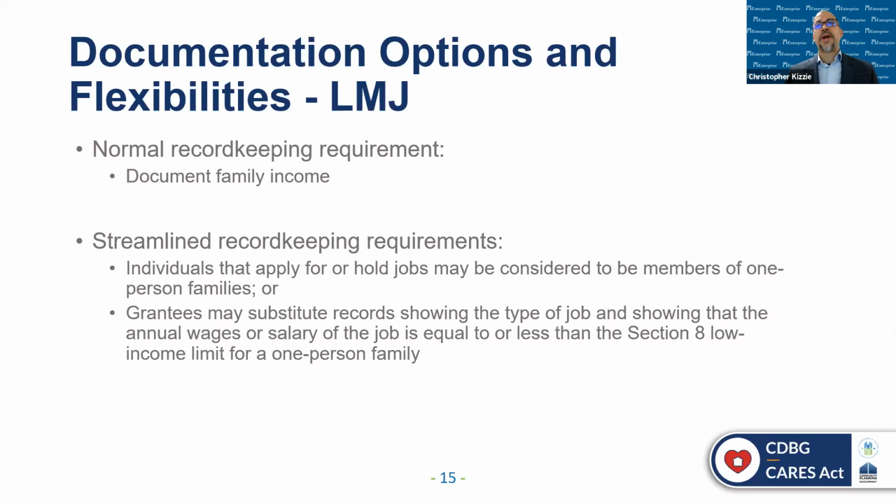And so the collection of income information directly from assisted businesses can help streamline the assistance. The alternative job creation and retention record-keeping requirements under CDBG-CV include grantees and employers may consider individuals that apply for or hold jobs to be members of a one-person family for activities that prevent, prepare for, or respond to the coronavirus. Grantees may substitute records showing the type of job and the annual wages or salary of the job in lieu of maintaining records showing the person's family size and income to demonstrate that the person who filled or held or retained the job was a low to moderate income person.